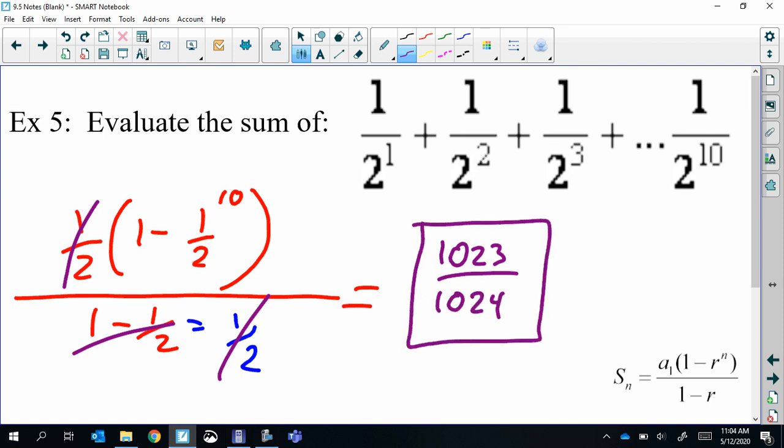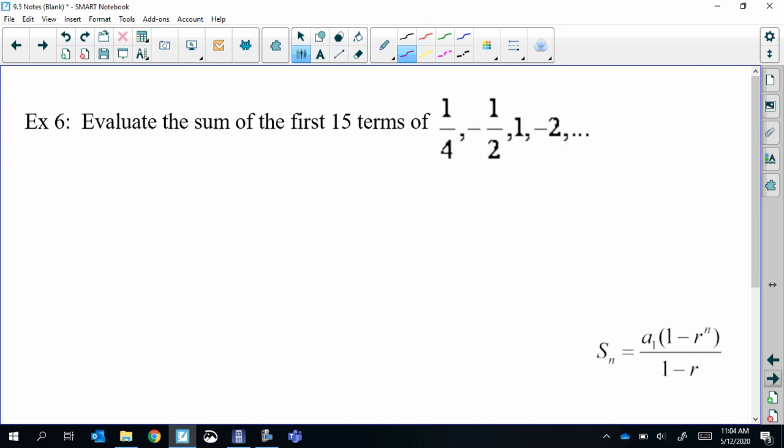These can usually be written as fractions, and it's easier to write that way, be more precise. You're not rounding a decimal or anything. All right, same idea. We know A1, and we can find R, and then we're told the first 15 terms, so that's n. So A1 is 1/4. And then we need R.